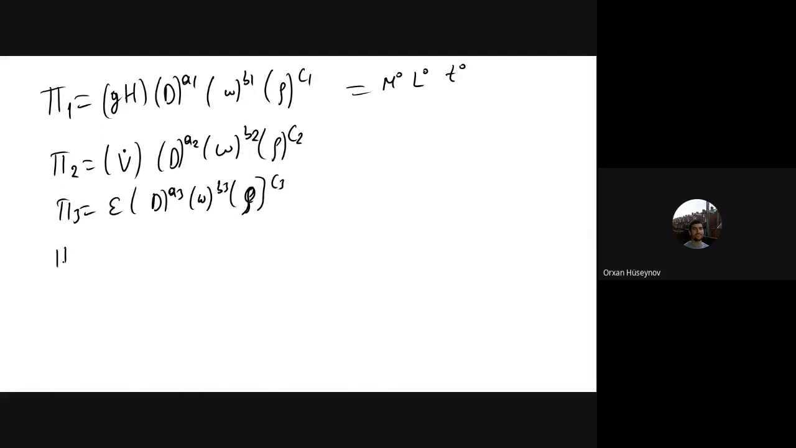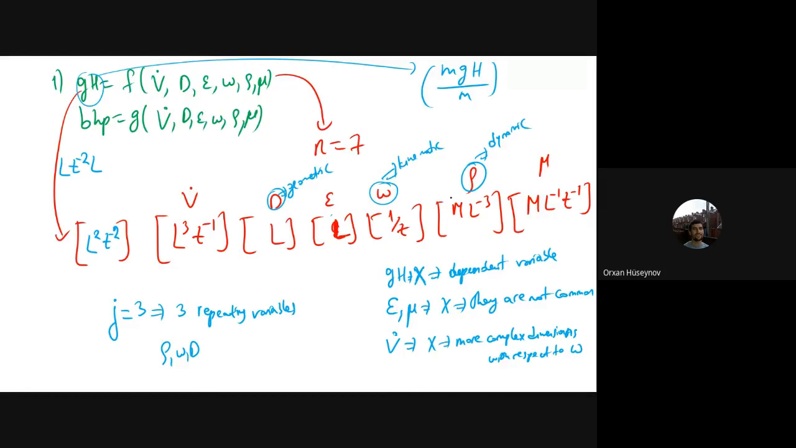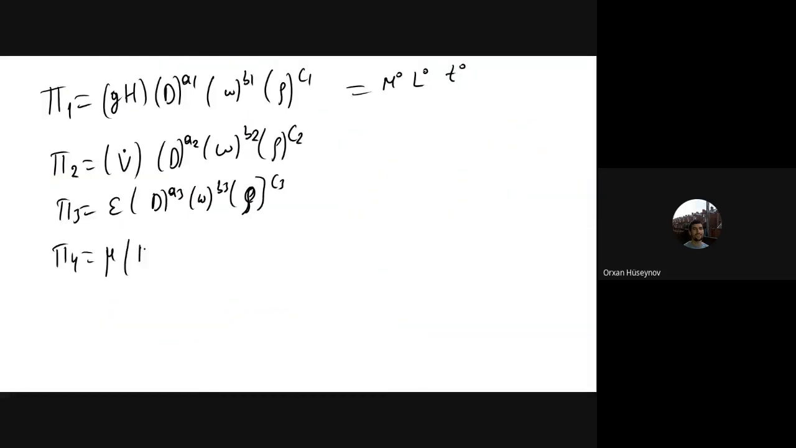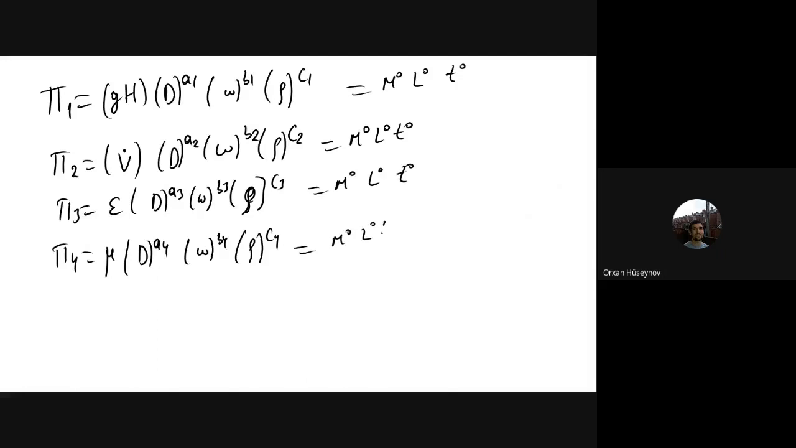And for pi 4, you will have the viscosity, diameter to the power of A4, omega to the power of B4, and rho to the power of C4. And you will solve, all of them should be m to the power of 0, L to the power of 0, time to the power of 0. All of them should be dimensionless. If you solve these equations with similar steps as the previous one, which is the Buckingham pi theorem, then you will get, so I will write just the final answer.